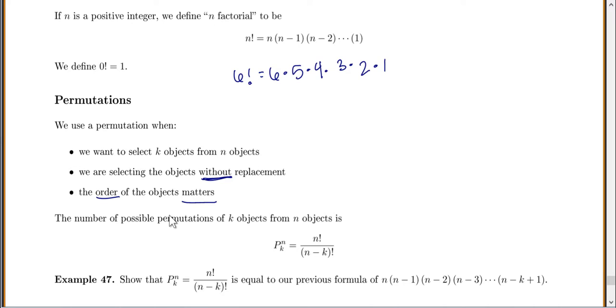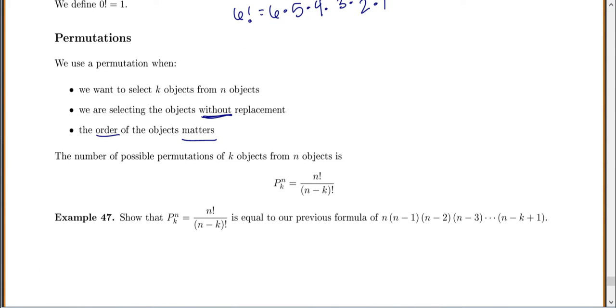The number of possible permutations of k objects from n objects is, and you have special symbols, and each class writes these symbols slightly differently. We'll do a P with an n and a k, and the way you'll do this is you'll do n factorial all over n minus k factorial.